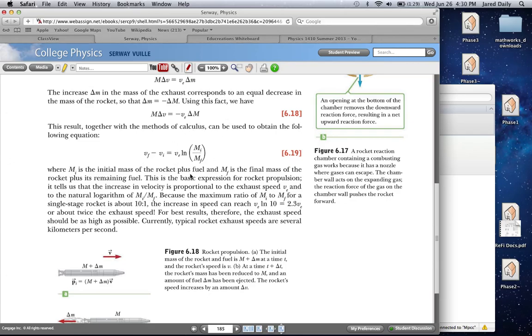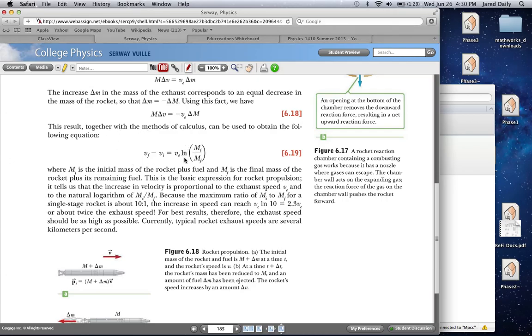If you don't remember what the natural log is, remember that it is the inverse function to the natural exponent, which is e to the power of something, right? Where e is the number 2.718, whatever it is. It's the natural number that comes from doing some statistics. But that is the equation you're going to use.